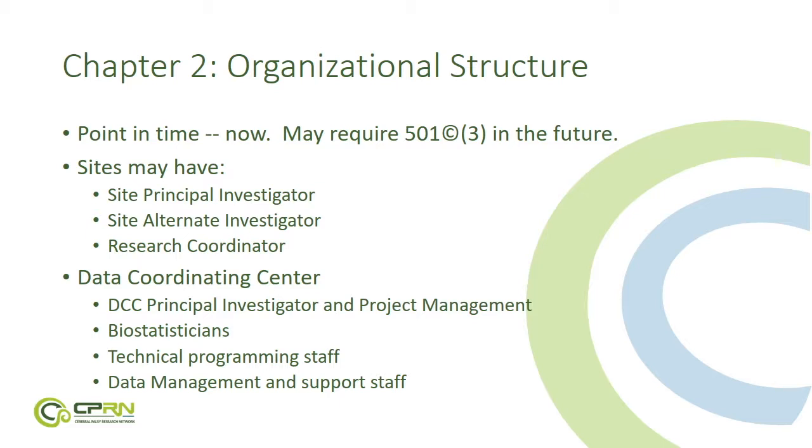But there are other things that are much larger, as many of the quality improvement networks are, that take money in the form of a participation fee, and those very often form a 501(c)(3) as a way to manage that aspect of the business of conducting a quality improvement or research network. So this chapter goes on to describe the roles that sites might have: site principal investigator, site alternate investigator, and the research coordinator. I'll describe those roles in a little bit.